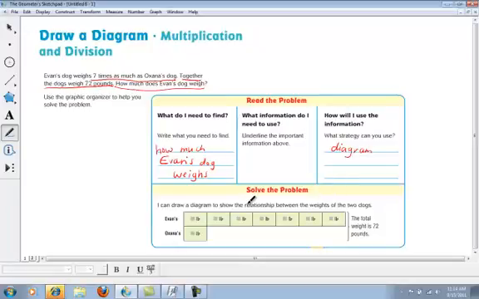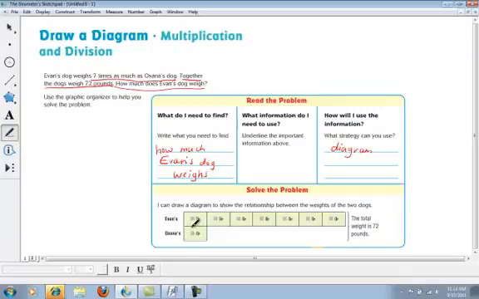Now let's look down here at an example of this diagram. I can draw a diagram to show the relationship between the weights of the two dogs. So I have Evan's dog and I have Oksana's dog. Since I know that Evan's dog weighs 7 times as much as Oksana's dog, I know that Evan's dog weighs more and Oksana's dog weighs less. So I'm going to use one rectangle to represent Oksana's dog. I don't know how many pounds that is, so I can't write that there, but I'm going to use that one rectangle to represent that amount.